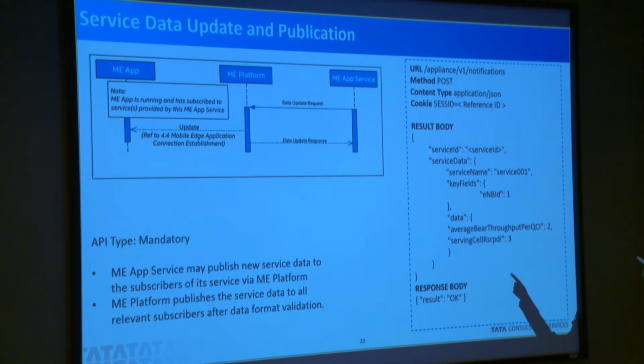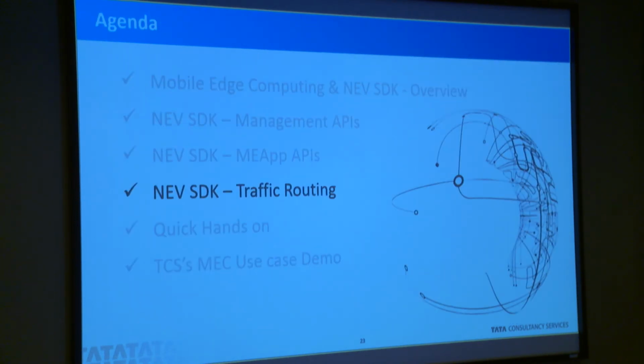Once it sends this, the ME platform will check the database to see which services or applications want or are interested in this particular information, and it will send the notification to all of them. Okay, those were more of the ME app APIs.